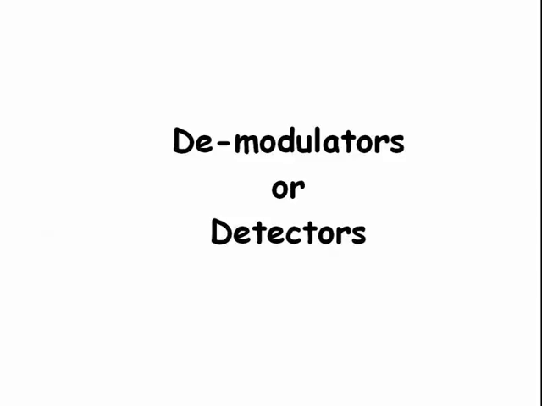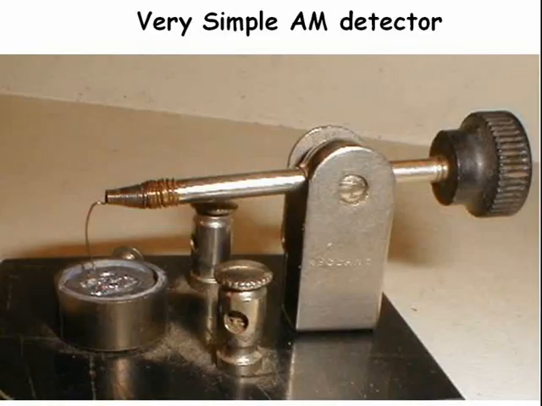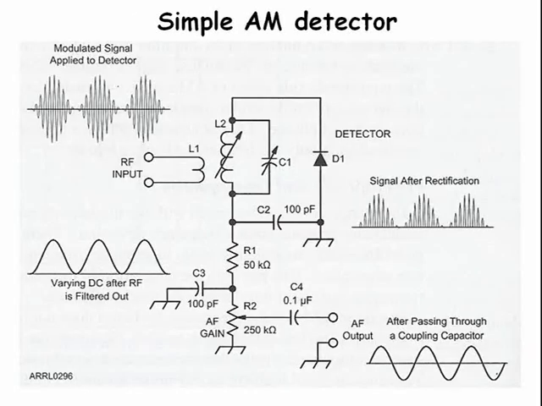The next subject is demodulators or detectors. Here is a very simple AM detector known as a cat's whisker. It works as a diode to detect the AM waveform. During World War II, soldiers made AM detectors using rusty razor blades and a needle. The principle was the same: fashion a diode from whatever materials you could find. The simplest type of detector is a diode detector. It rectifies, then filters the received RF signal.